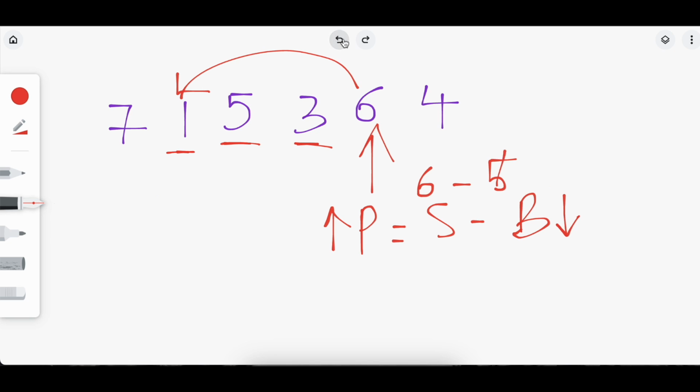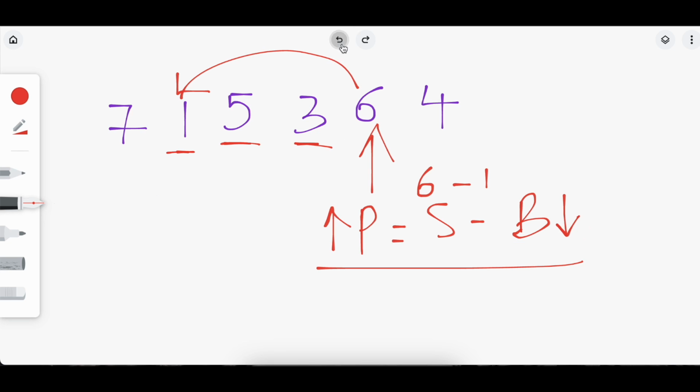If it is 3, I'll get 3. If it is 1, I'll get 1. So as my buy value is decreasing, my profit is increasing, right? So that is the equation here. So as I decrease my buy value, I'll increase my profit.